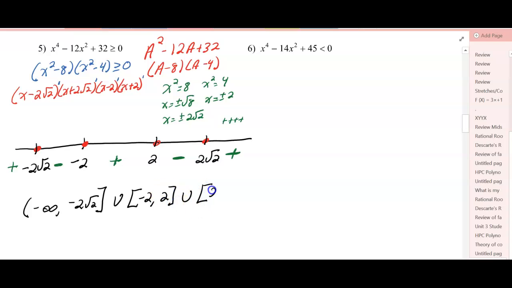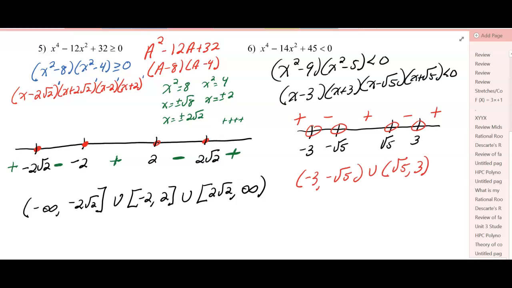Union 2 root 2 to infinity. I'm going to pause the screen and you can try problem number 6. Okay, take a look at problem number 6. See if you agree with my factoring and my number line approach.